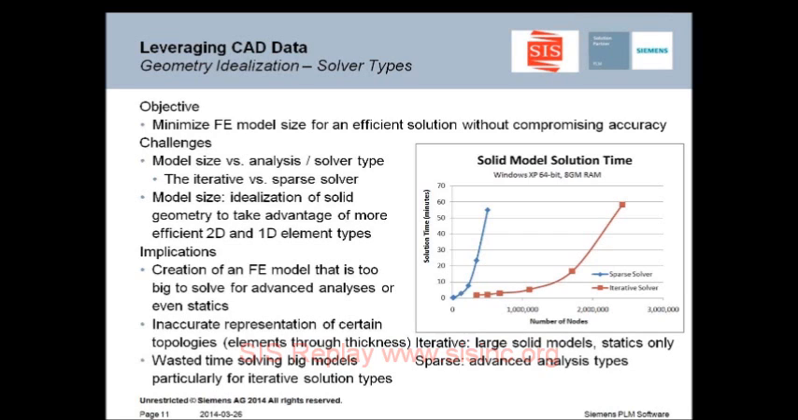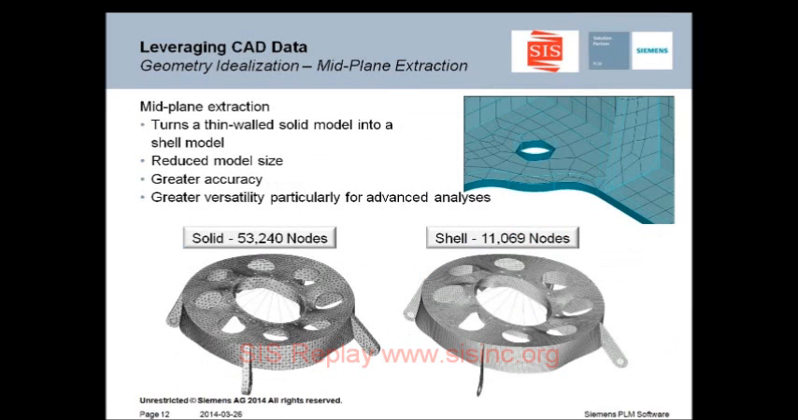So if you want to use some more advanced types of analysis like dynamics, or maybe go into some nonlinear, then we have to resort back to the standard sparse solver again, which means model size becomes one of the foremost things to consider. And we have a lot of tools that can get into geometry idealization, which can help us reduce model size without compromising accuracy. And that's what we're going to be looking at over the next couple of slides.